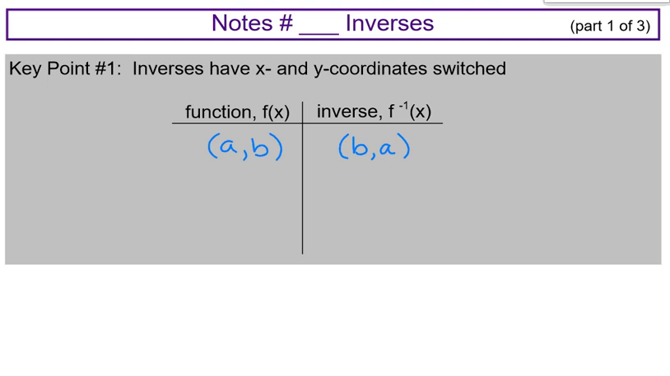And if you switch all the x and y coordinates, then the points that were in the domain of the original function f of x are now in the range of the inverse, and vice versa. The values that were in the range of the original function are now making up the domain of the inverse. So not only do the individual points switch, but the domain and the range also switch.